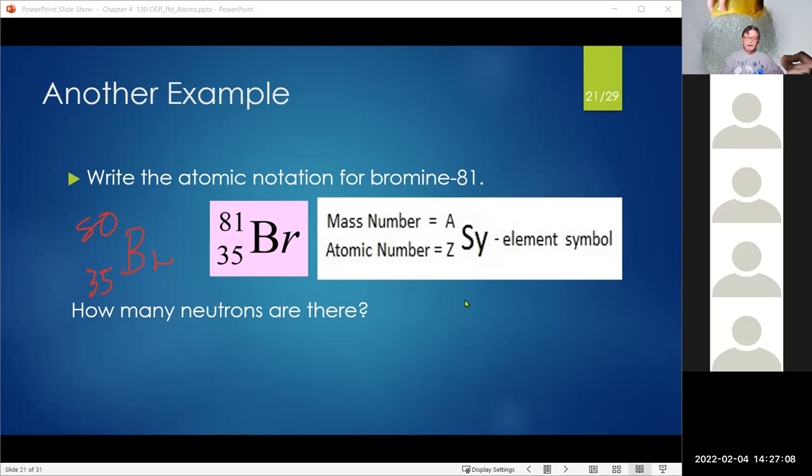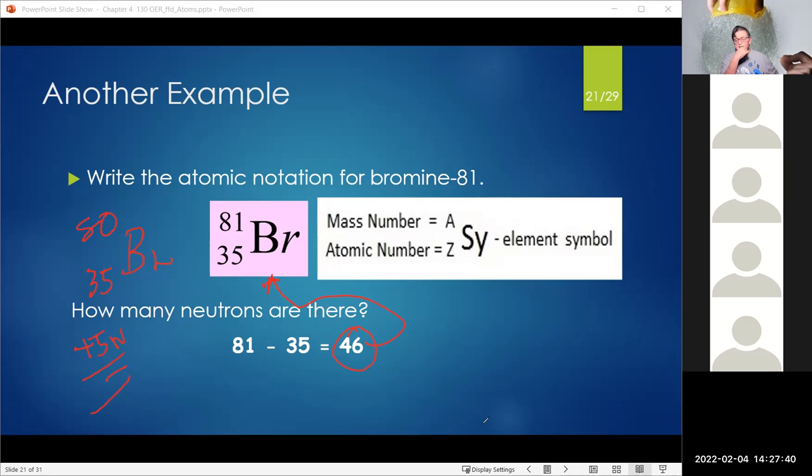And the number of neutrons would simply be 81 minus 35, so that would be the number of neutrons for bromine 81, this one. Okay, over here, this would be 80 neutrons. Excuse me, not 80, what am I saying? 45 neutrons for bromine 80. Okay.